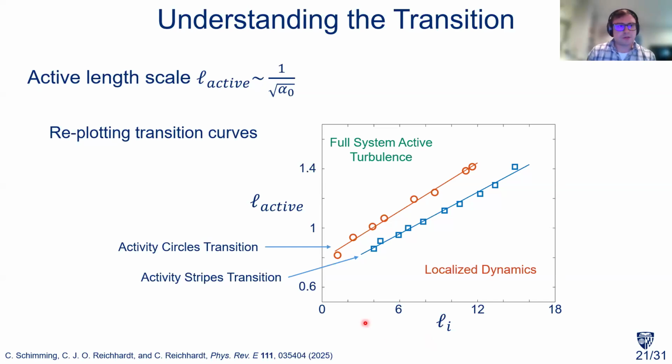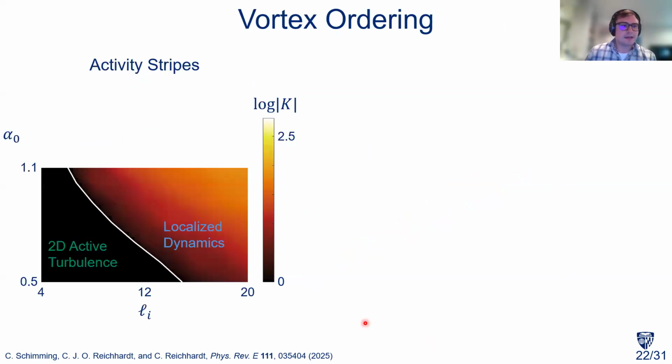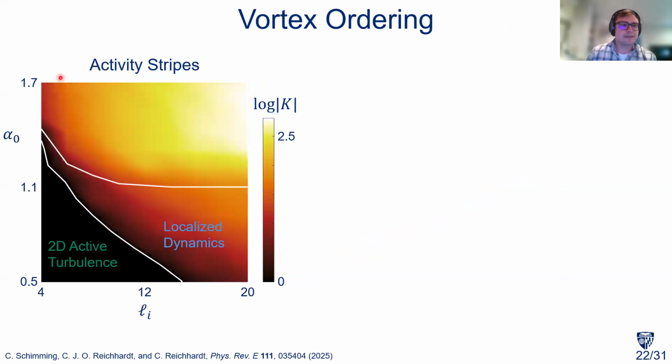So there's one more thing I want to show about the activity patterning. You may have noticed that for the stripes, it may have looked like I was only showing half of a phase diagram, and indeed I was. So the full phase diagram looks like this. We actually found a second phase transition in the system.